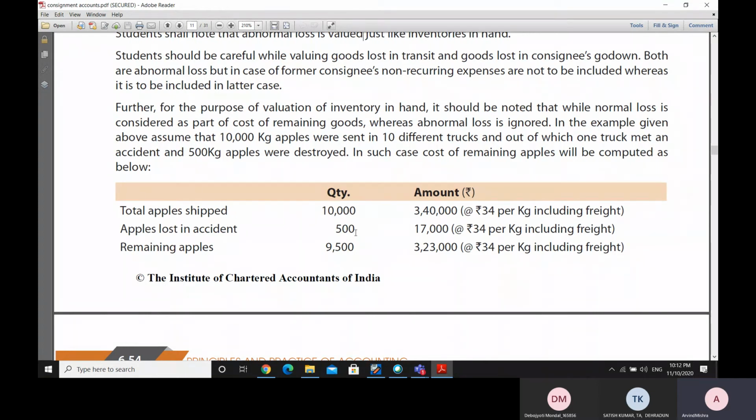Then the apples which were lost were 500. So 500 into 34 rupees means 17,000 rupees. Apples were lost, so the remaining apples are now 9,500 kgs, and the cost of those apples is 3,23,000 rupees.